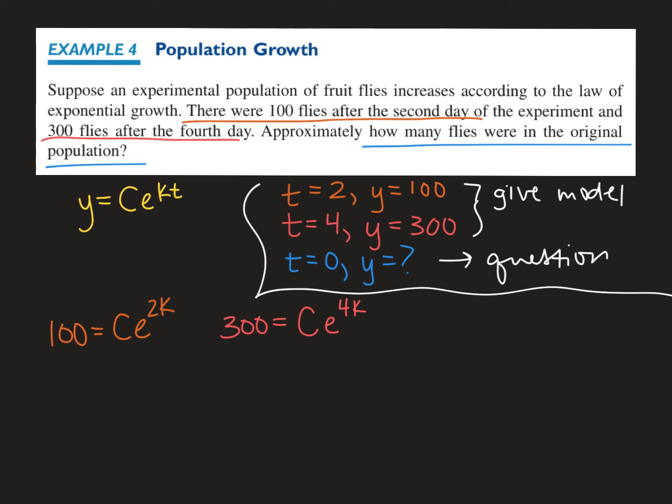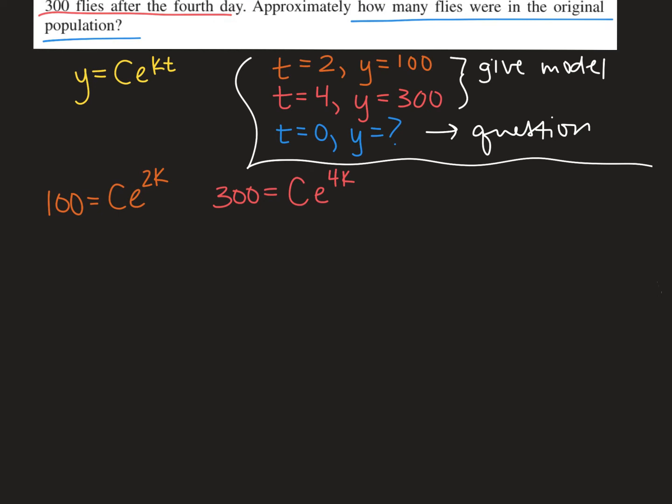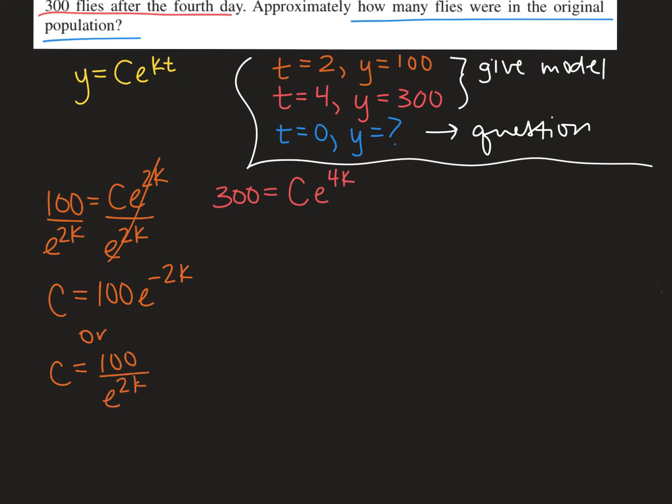But what we're going to do is solve one of them for c and do some plugging in. Now, it doesn't really matter which one you use. I can't remember which c the book solves for, but I'll just solve for c in this first equation here. So solving for c means I divide by e to the 2k on both sides. I have 100, and you can write this as 100e to the negative 2k, or as 100 over e to the 2k. Either is fine. I think your book writes it this way.